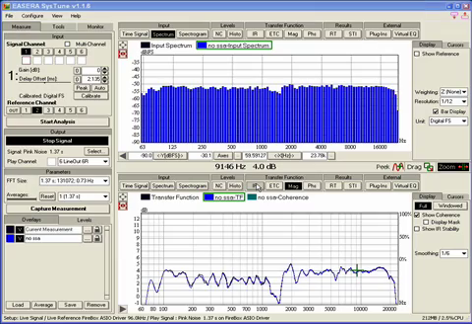Okay, let's try it with a drum kit. Start analysis, start the drums.